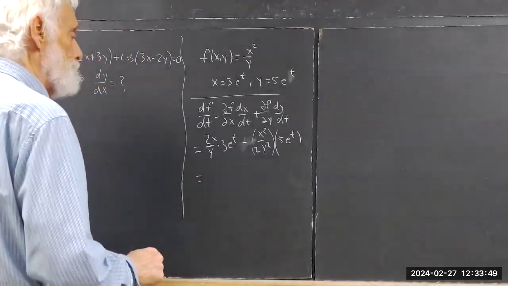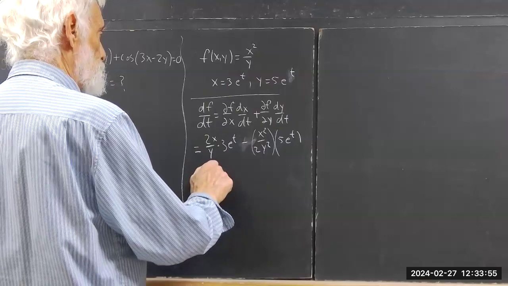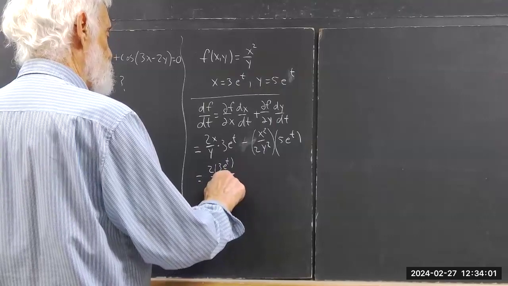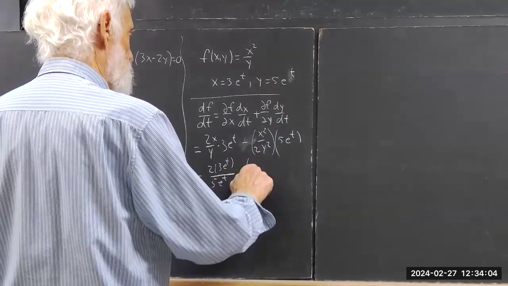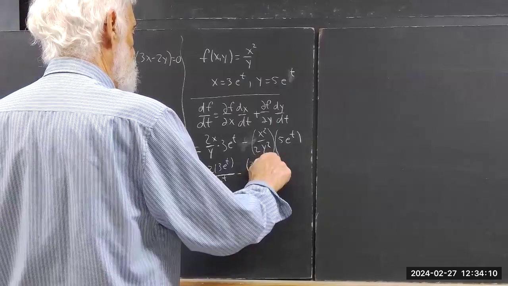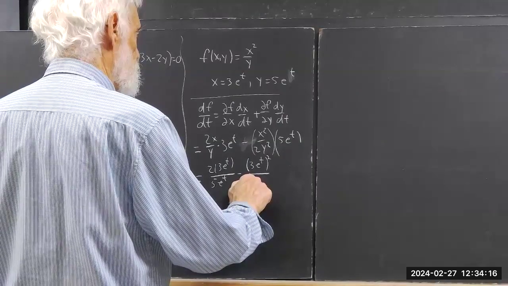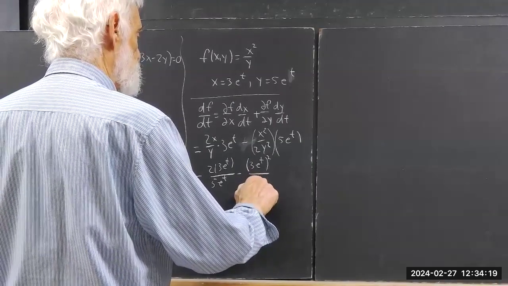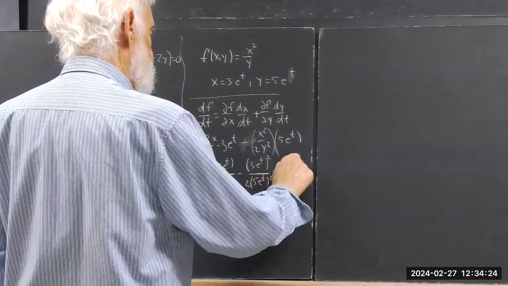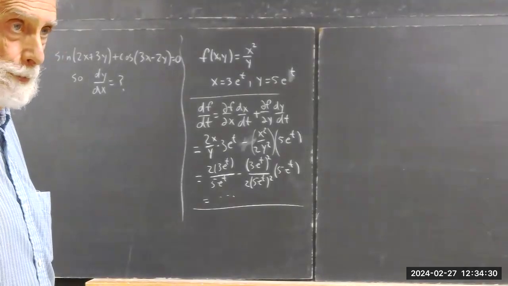Now, of course, x and y can be expressed in terms of t. So this is 2 times 3 e to the t over 5 e to the t, minus the quantity 3 e to the t squared over 2 times 5 e to the t quantity squared, times 5 e to the t. So we can take that out and simplify it in the algebra for a second.